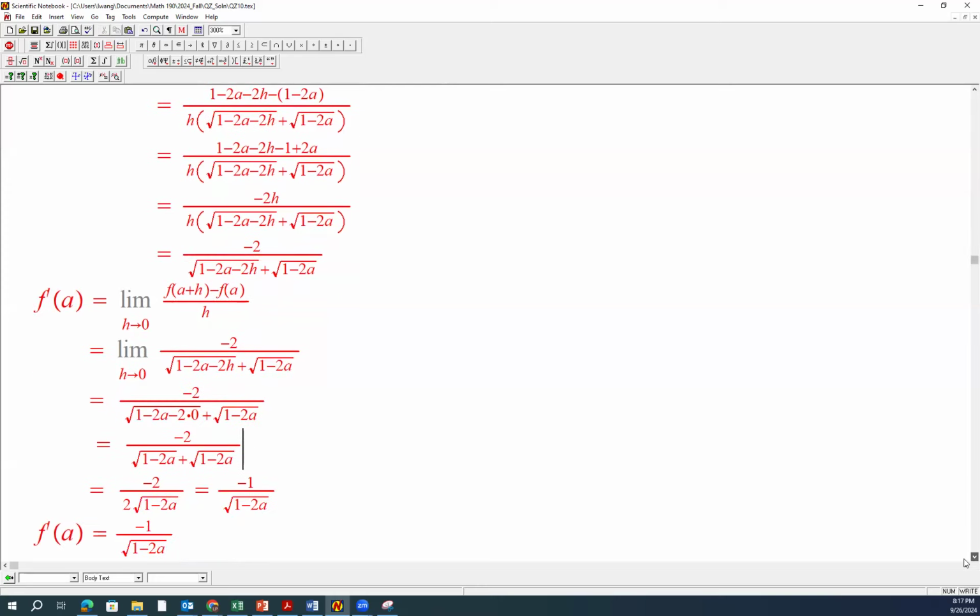When we combine terms, we have -2 on top. In the denominator, we have the root of 1 minus 2a plus the root of 1 minus 2a. That's twice of it, so we have 2 times it. The 2 and 2 reduce, and we get -1 over the square root of 1 minus 2a. So that was the first question.